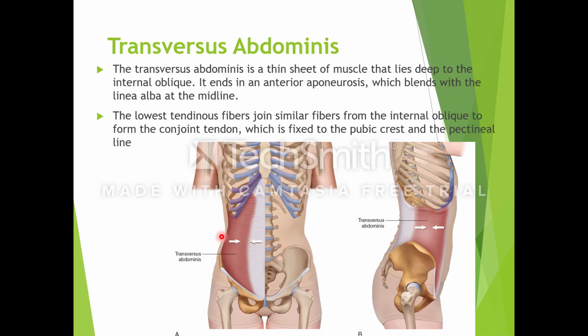Now we will discuss the transversus abdominis muscle. It is a thin sheet of muscle that lies deep to the internal oblique. That is, only when we remove the internal oblique muscle can we see the transversus abdominis muscle. It has an anterior aponeurosis which blends with the opposite aponeurosis of the transversus abdominis muscle at the linea alba. As we have discussed before, the lowest tendinous fibers of the transversus abdominis muscle and the internal oblique muscle form the conjoint tendon. The conjoint tendon is attached to the pubic crest and the pectineal line.